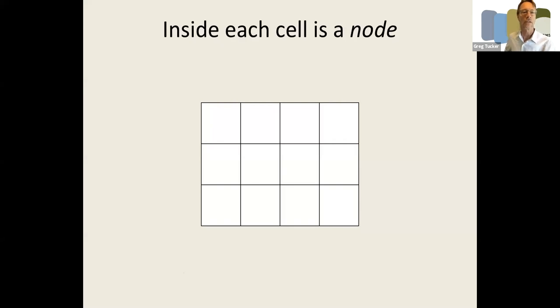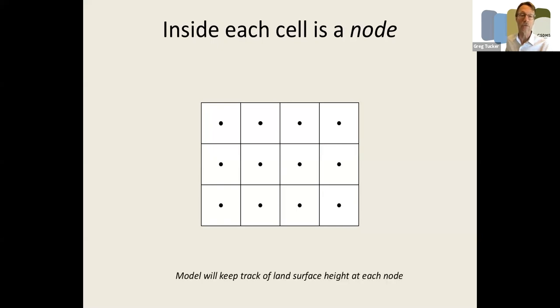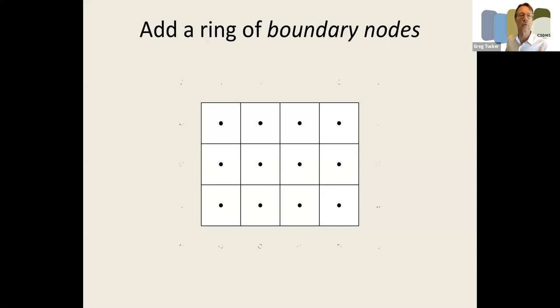We're going to place inside each cell a point that we'll call a node. The nodes are where we're going to actually keep track of the land surface height. We'll also have a ring of nodes around the edge of our landscape of cells, and I'll refer to these as boundary nodes. So all told, in this example, it looks like we have a 5-row by 7-column grid.